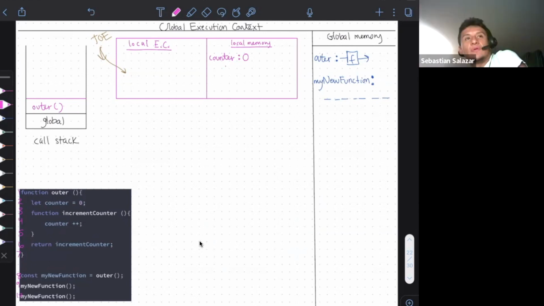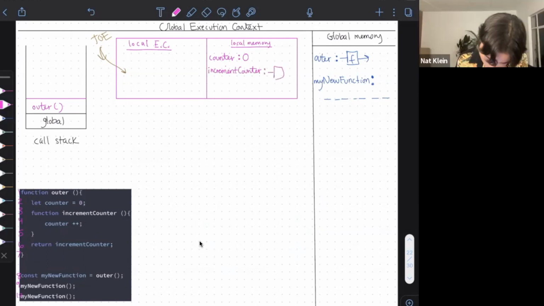We're going to go ahead and declare a function increment counter and assign it the value of a function definition. Yep, exactly. We're declaring this function with the label increment counter and assigning it the value of this function definition. Everything here from lines 3 to 5.